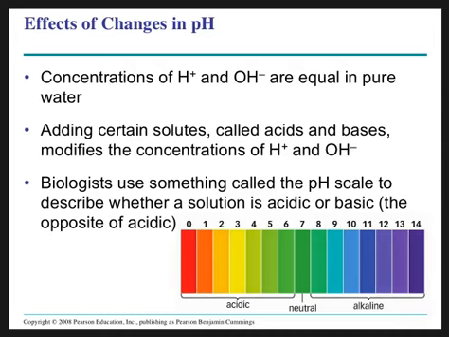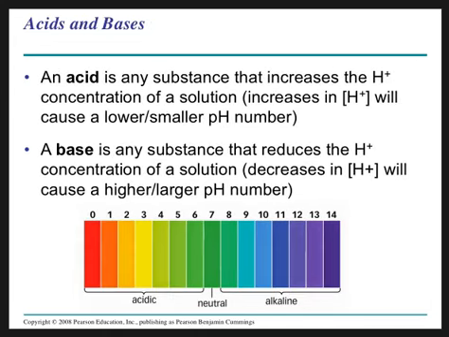And what we're going to do is use this scale to describe whether solutions are acidic or basic. So an acid or a base. Acids are any substances that can increase the hydrogen ion concentration. How do they do that? They donate a hydrogen proton. A base is any substance that can reduce the hydrogen ion concentration. How does it do it? It takes a free hydrogen and absorbs it. It bonds it in. Okay?